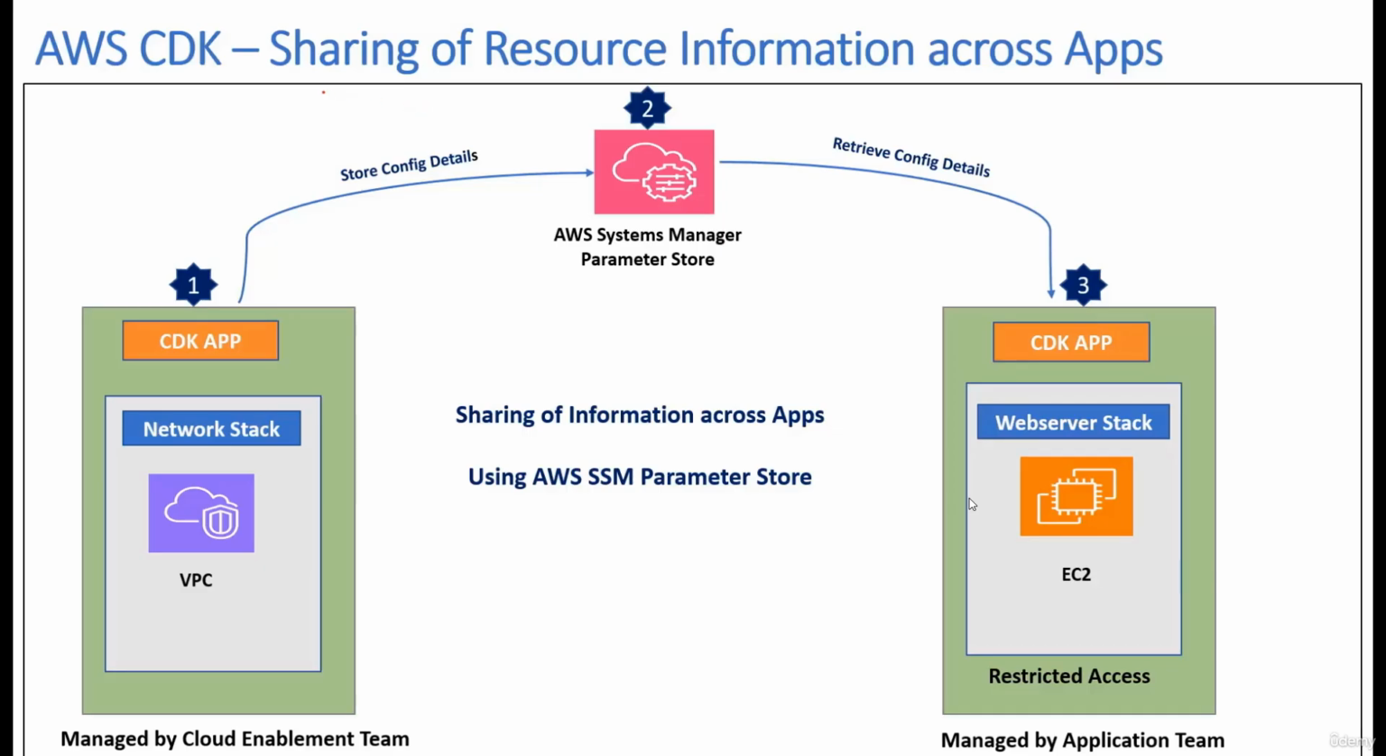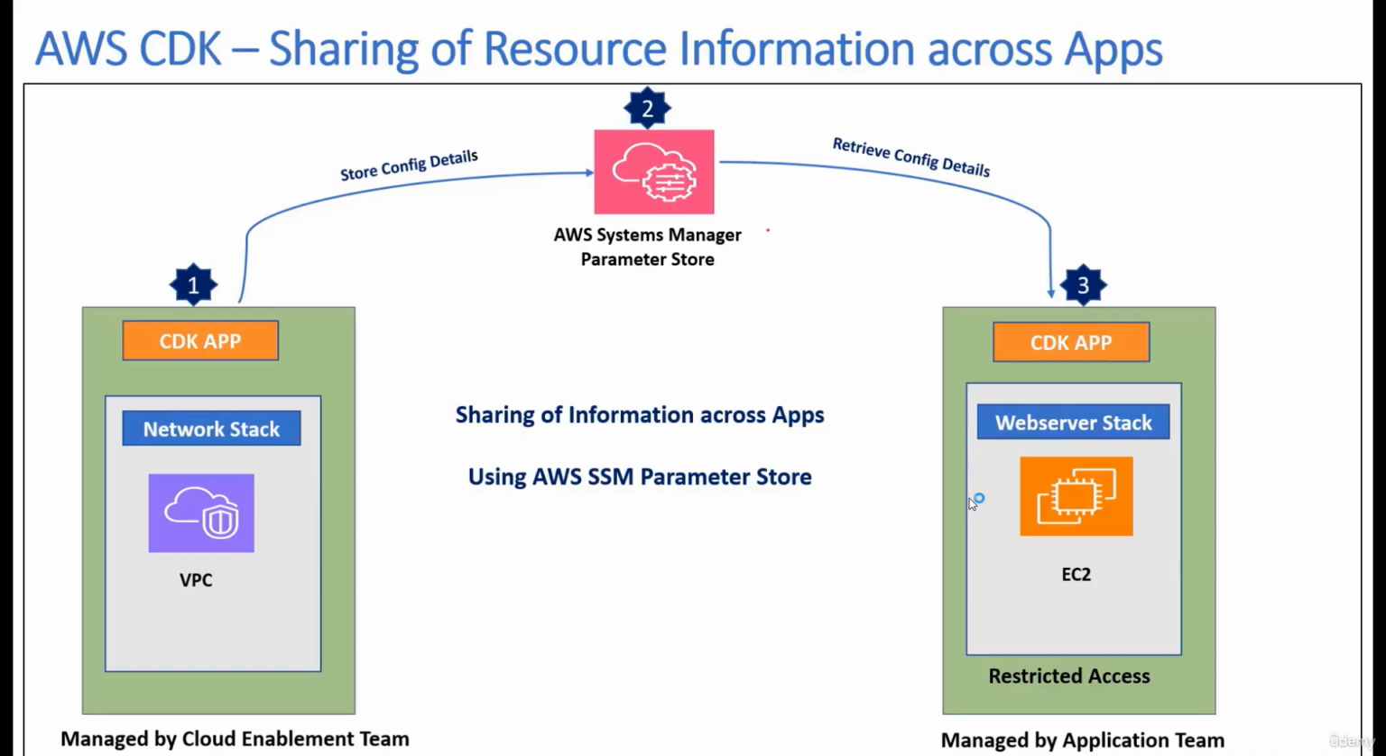So in this lecture, we're going to look at sharing of resource information across apps using the AWS SSM parameter store. So what we're going to do is we're going to imitate, say, a real organization, and say we have a cloud enablement team that is going to create a VPC as part of the network stack in a CDK app. And then once it's created the VPC, then we're going to create AWS SSM parameter store and store these VPC configuration details in this AWS SSM parameter store.